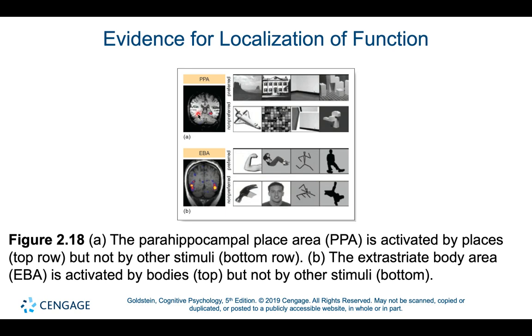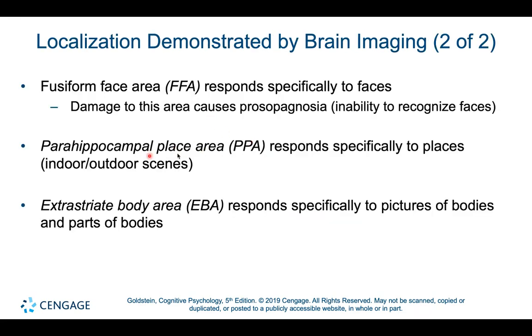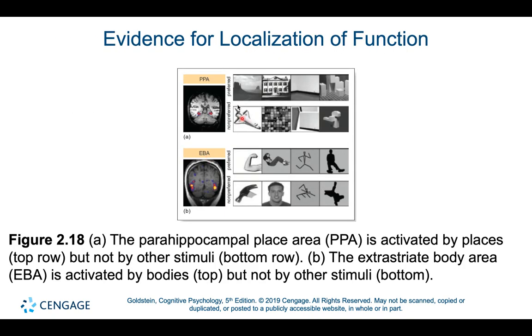So we have a sort of PPA on either side of the brain that's responding to places, right? The parahippocampal place area. So this area of the brain is going to respond to the top line of images, but it is not going to respond to the bottom line of images.